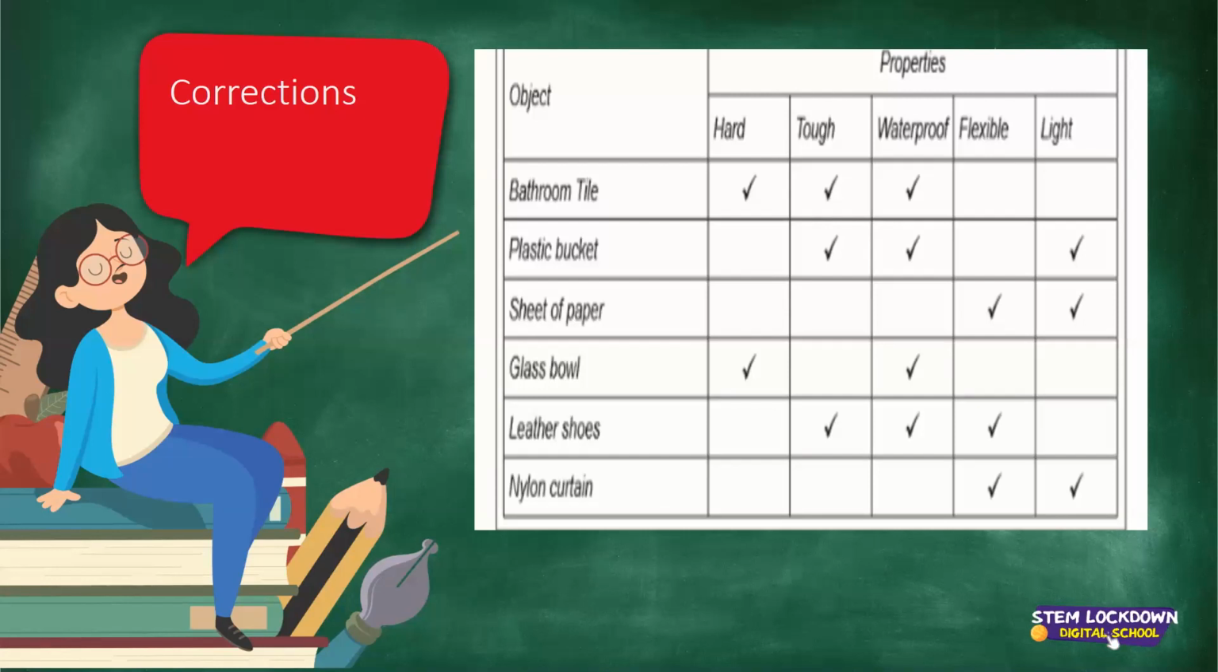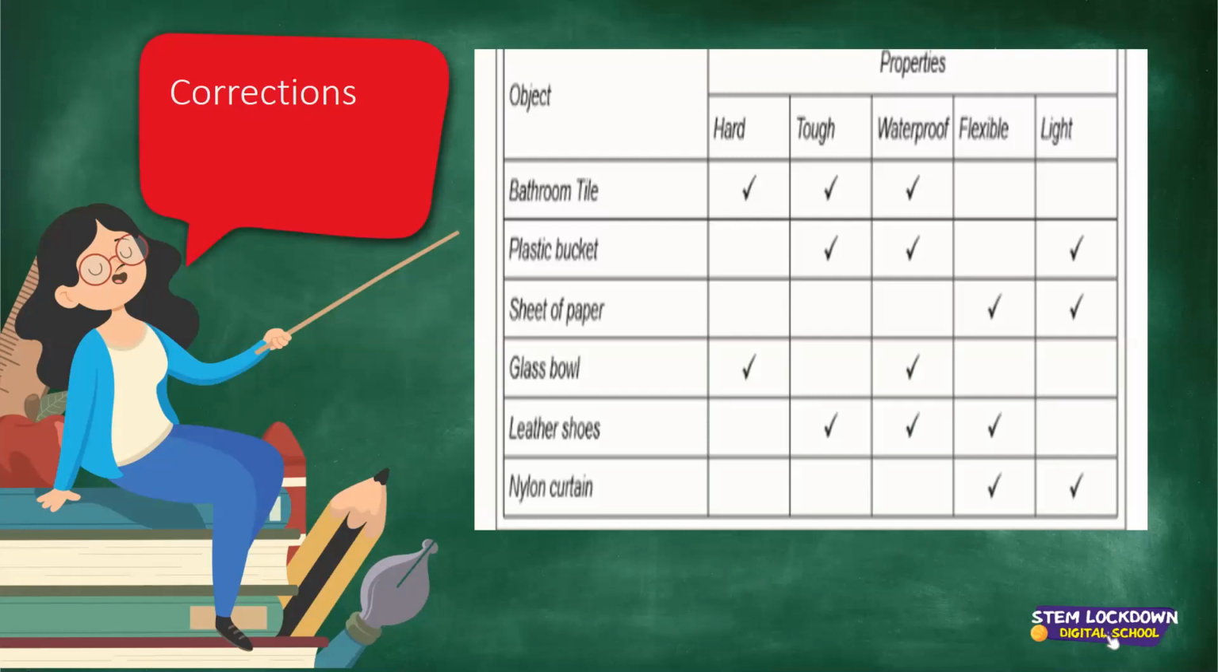Is plastic flexible? No. Are you able to stretch a plastic bucket? No. So it means that it's not flexible. Is it light in weight? Of course, it's very light when it's not carrying anything inside. It's actually very, very light.